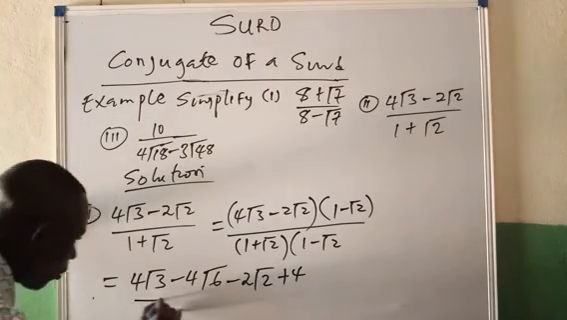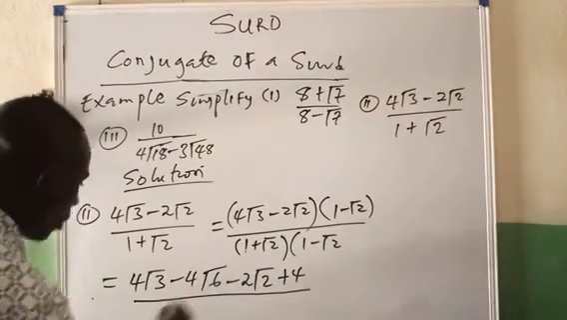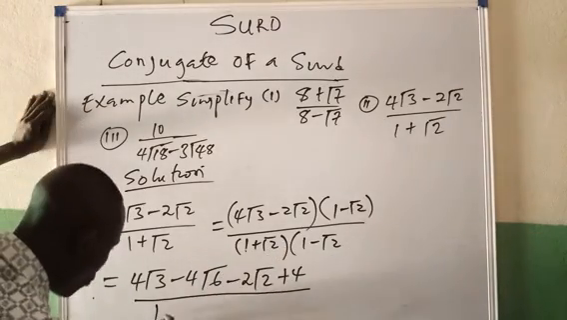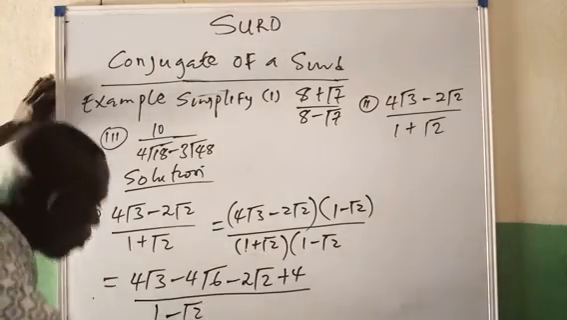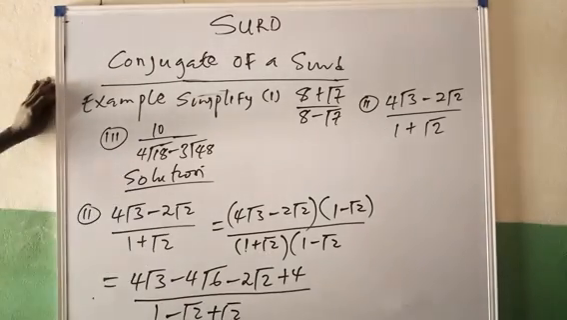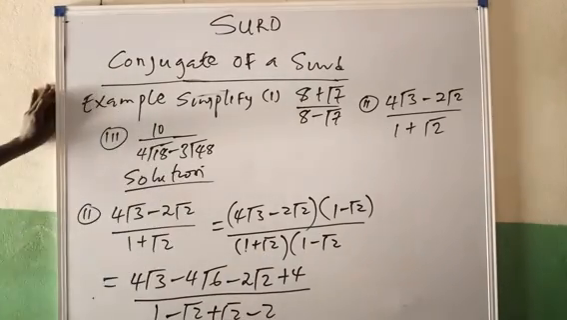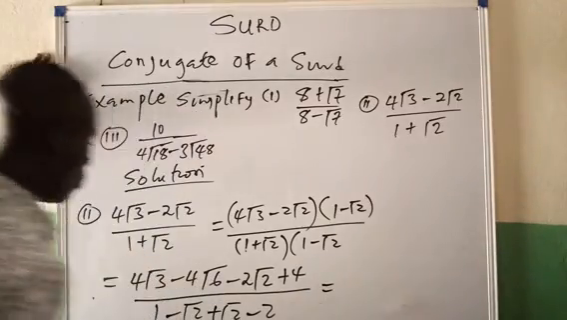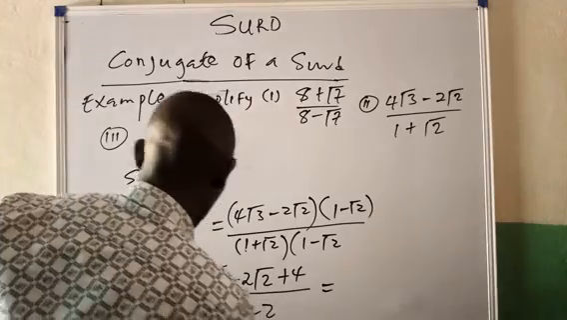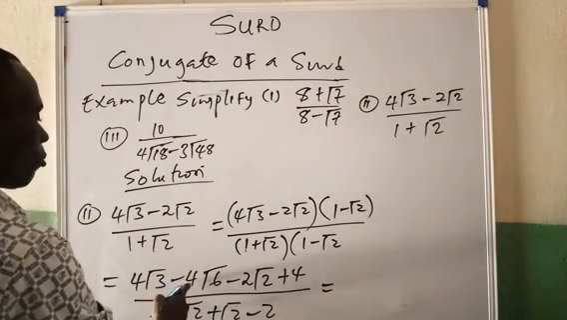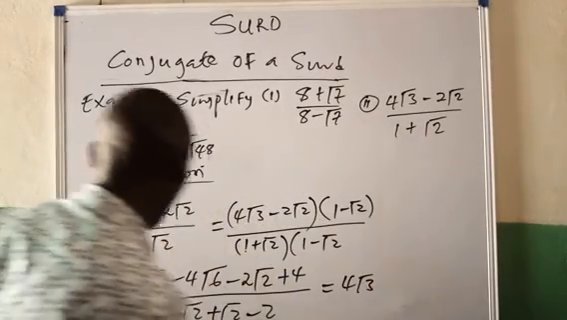So that will now take us to the denominator. 1 times 1 is 1. 1 times minus root 2 is minus root 2. Then you have root 2 times 1 is plus root 2. Then you have root 2 times minus root 2 is what? Minus 2.